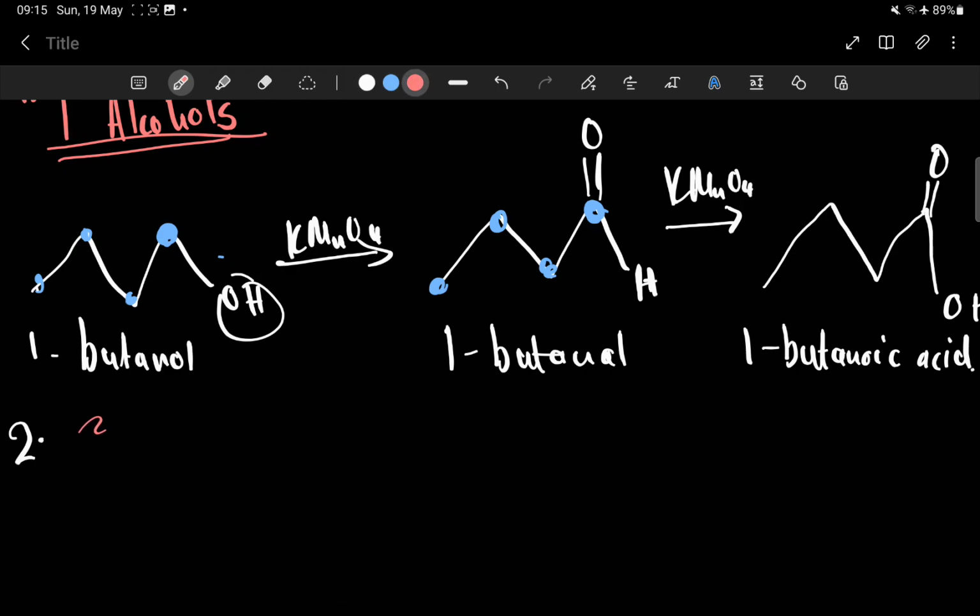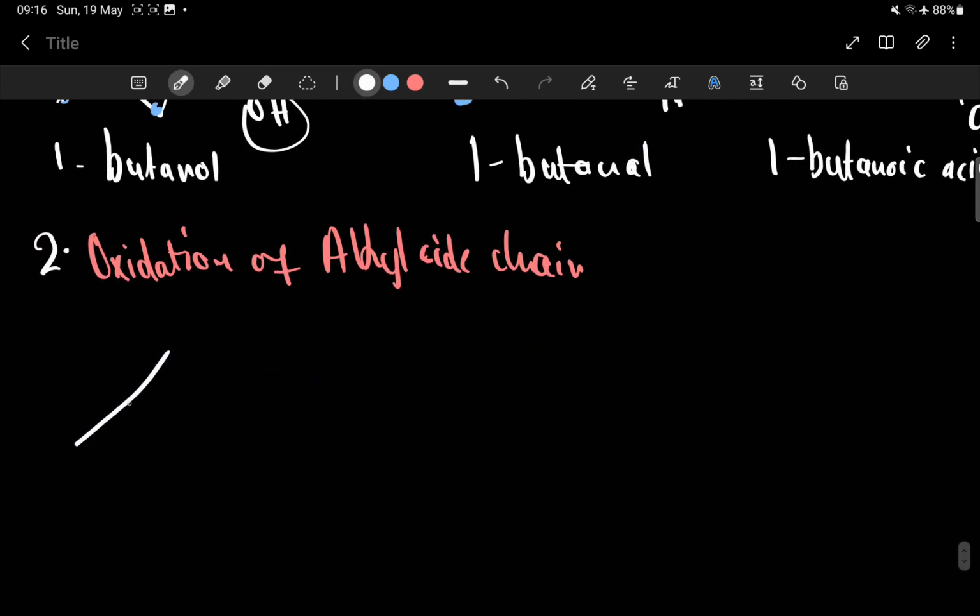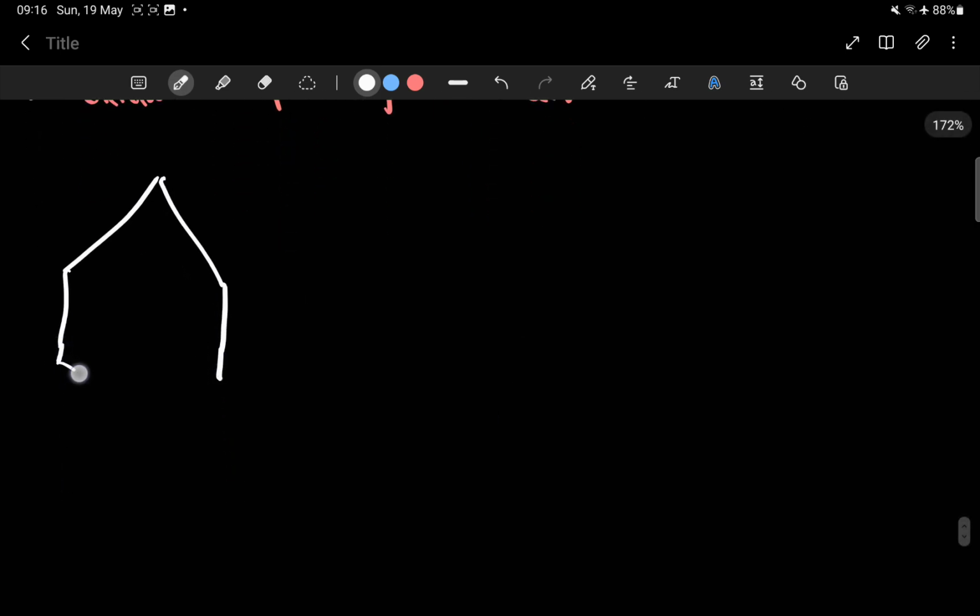So now the second one is going to be oxidation again. Oxidation of an alkyl side chain, which will be on a benzene. The second way to make an acid, this time we'll be making a benzoic acid. We have a benzene ring, 2, 3, 4, then 5, then 6. I didn't do it properly, but it's okay. Like this. And then what do we have? On one of the places, we have a CH3.